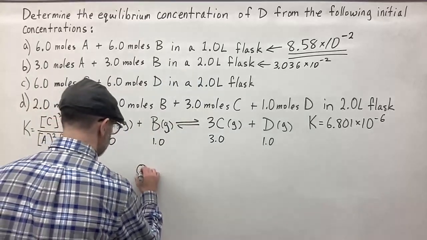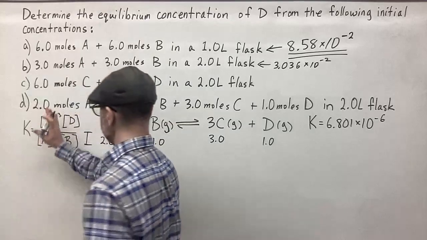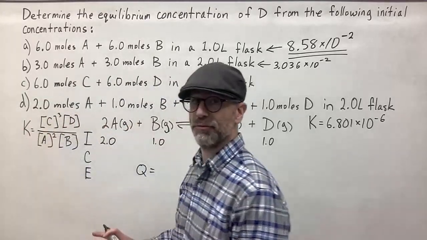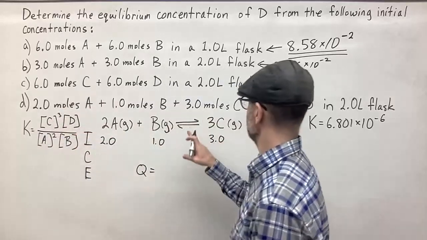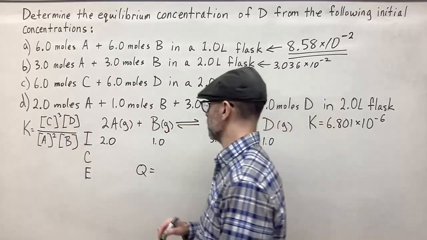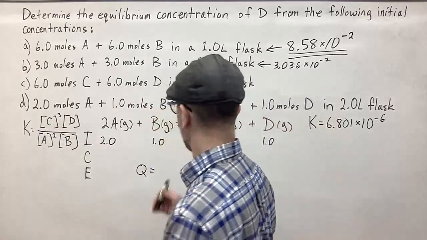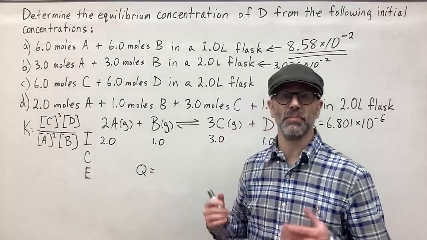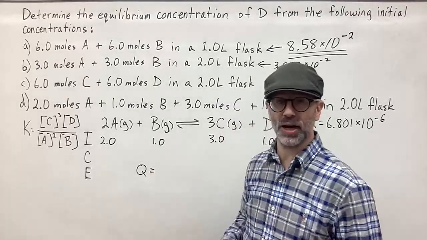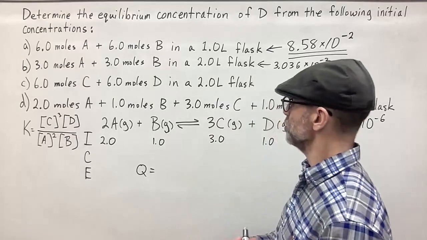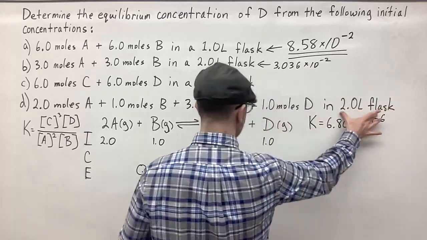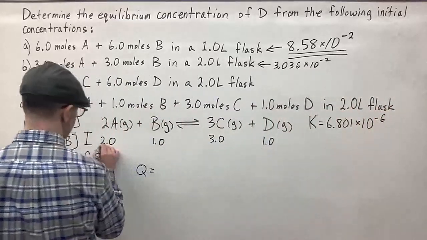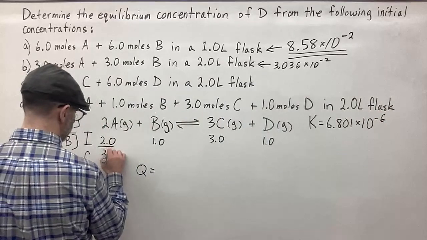So Q is going to be equal to the same formula. So it's going to be C cubed. So for C, we have 3 moles. Now, for calculation of Q, we need molarity because we need to put concentrations in. So let's go ahead and divide by the volume, which is 2 liters.